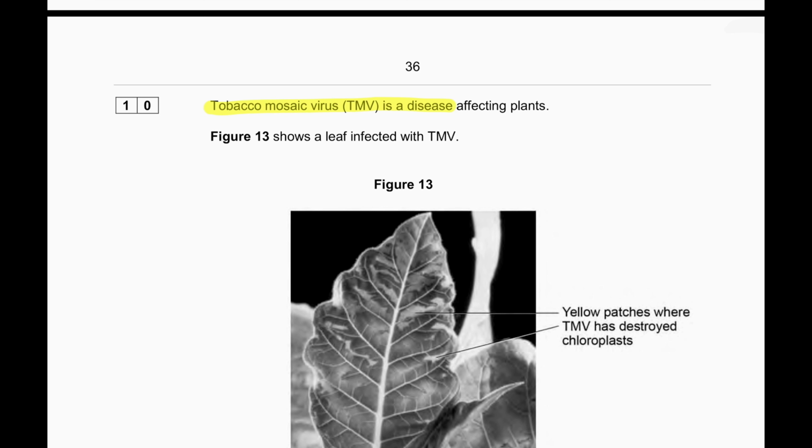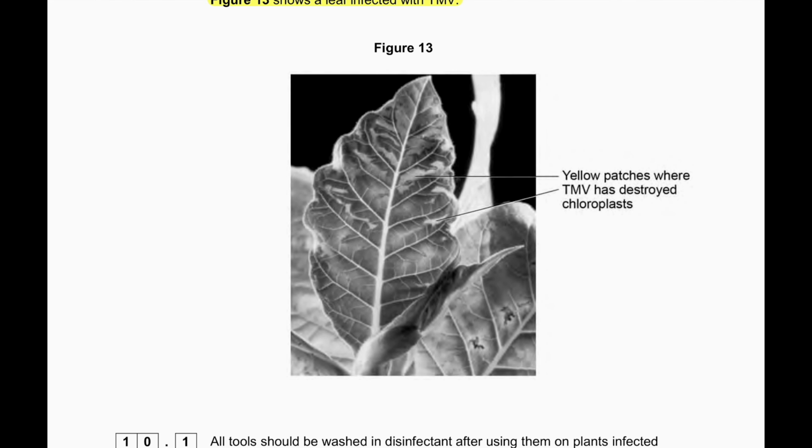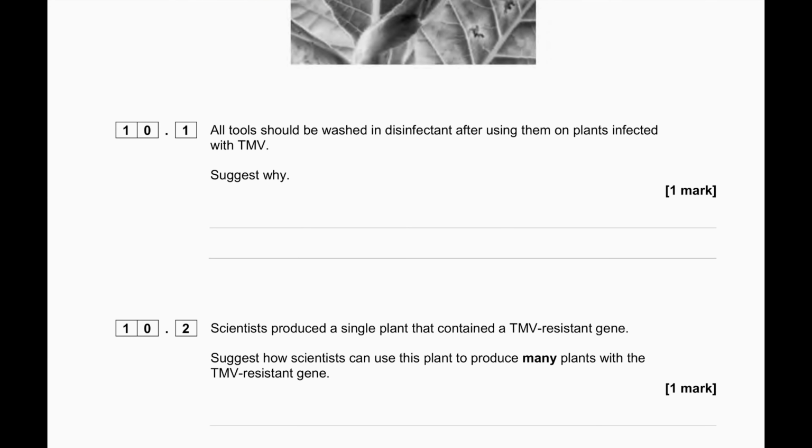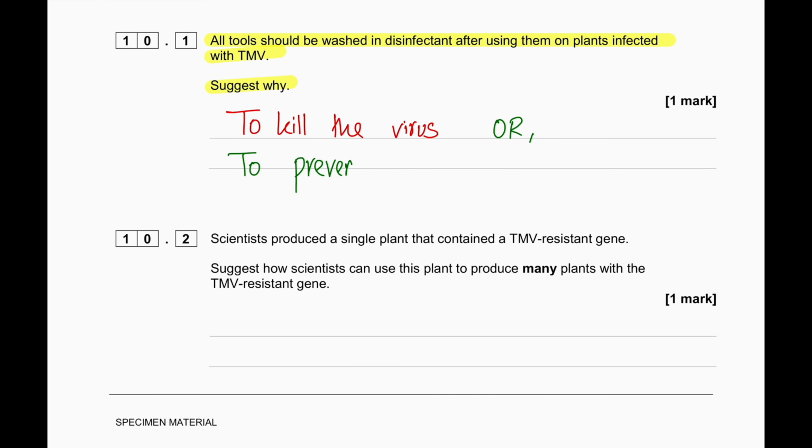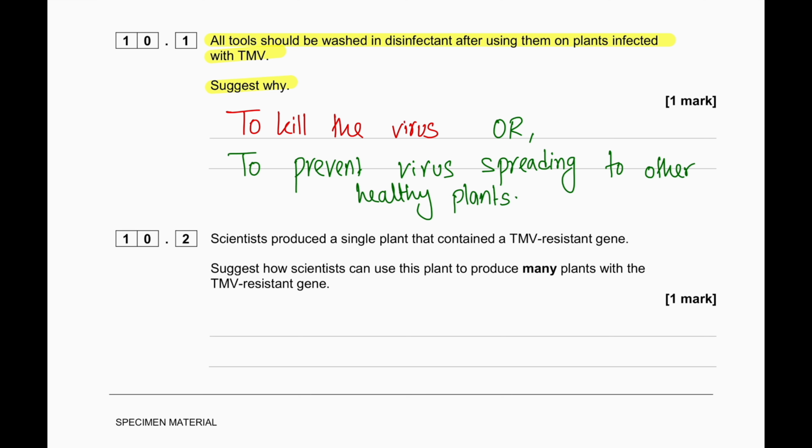Tobacco mosaic virus or TMV is a disease affecting plants. Figure 13 shows a leaf infected with TMV. We can see yellow patches where TMV has destroyed the chloroplasts and they grew in number. All tools should be washed in disinfectant after using them on plants infected with TMV. Suggest why? Because TMV is a virus, so that we can kill all the virus and it does not spread the virus to other plants.